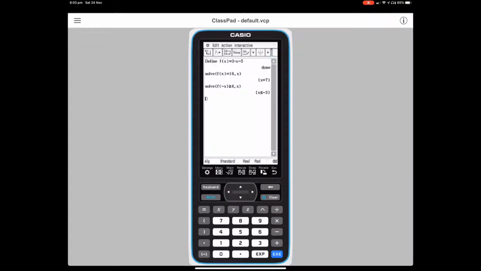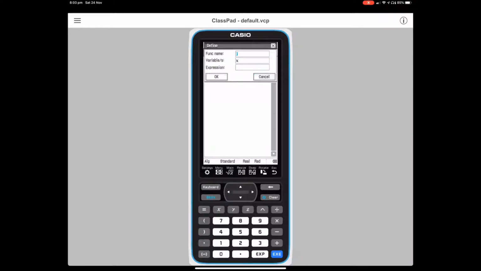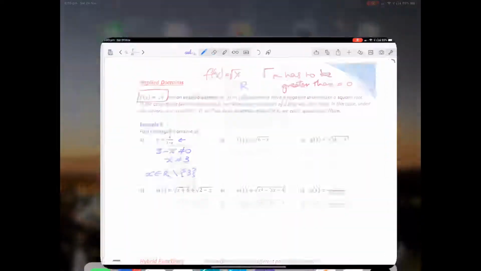But as far as I know, out here, there is no way to check and see the domain of a function. I don't think there's any functionality in the calculator.